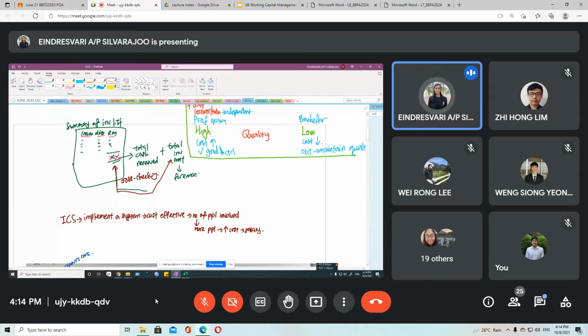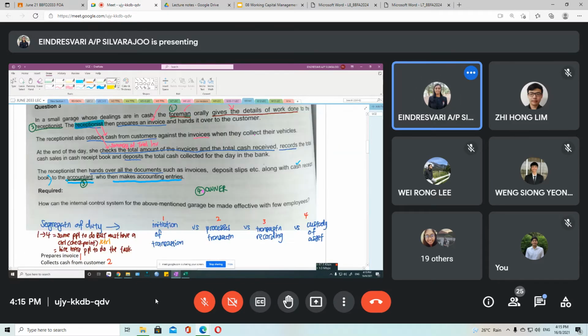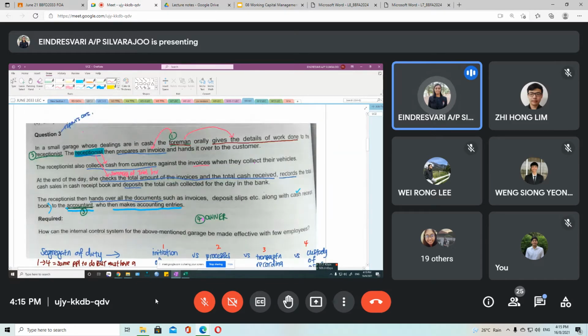This lump sum, she will agree with the total cash that she received from the customer and agree with the total invoices from the foreman. The foreman will prepare the invoice, she will prepare a summary, and try to match all these 3 figures. And then she will record into the cash receipt book and she will also deposit.